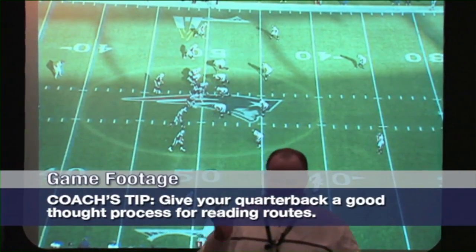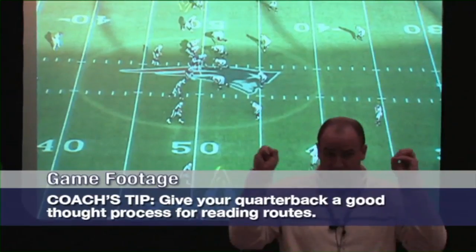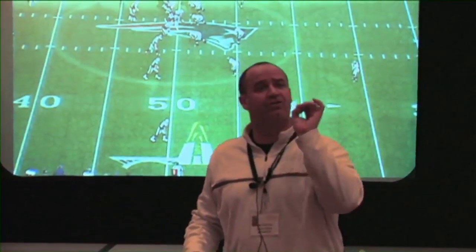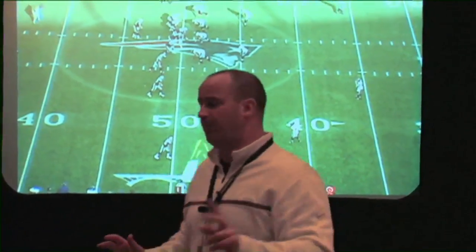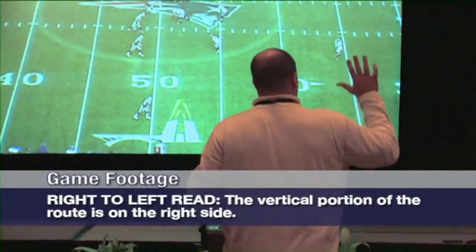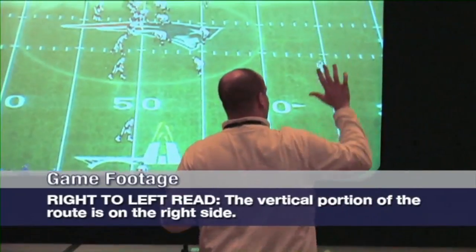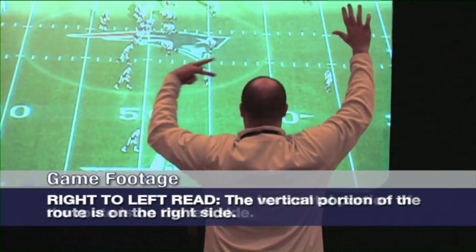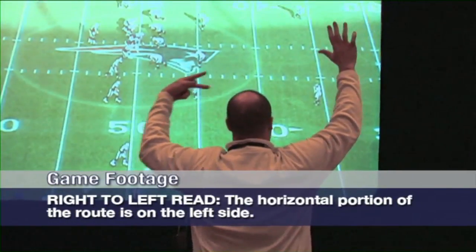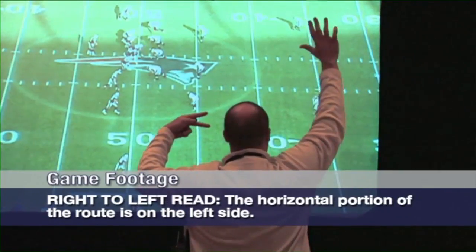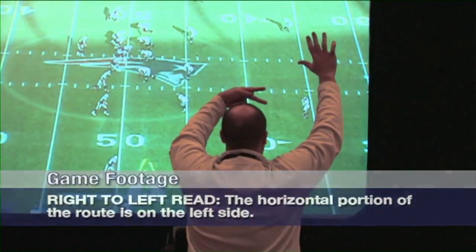We have 2 thought processes when it comes to reading routes. Here's the first one. It's a progression read, right to left or left to right. And when it's a progression read, what we say is this, guys. Put my back to you. If it's a right to left read, that means on the right side is the vertical portion of the route, and on the left side is the horizontal portion. So when we're designing a progression read route, we're starting with the vertical and working our eyes back to the horizontal.